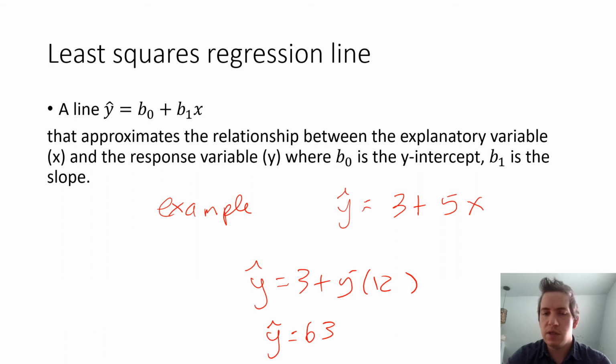So the least squares regression line is a really nice line that makes it so that we can make predictions about one variable using the other variable. And in the next video, we'll be talking about how we can actually compute some of these things.